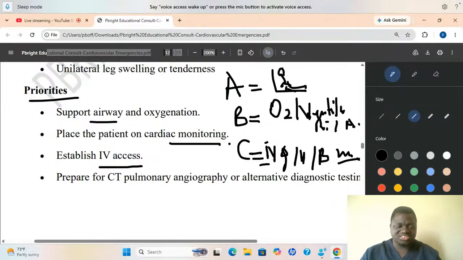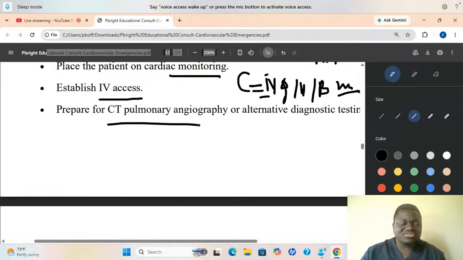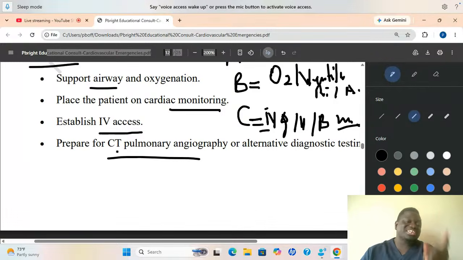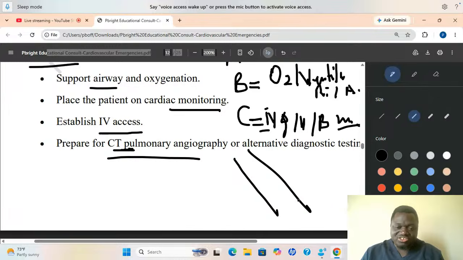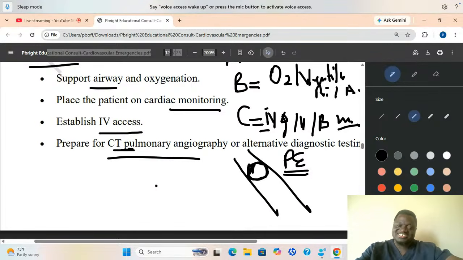So once you do the basics, your ABC, then okay, let's take the patient to CT, because you can't take a patient to CT in this state. A blood vessel has been blocked. We are suspecting pulmonary embolism. You say you are taking the patient to CT without an IV line? How do we pass contrast? Are we going to give the contrast to the patient to drink? Oh my God.